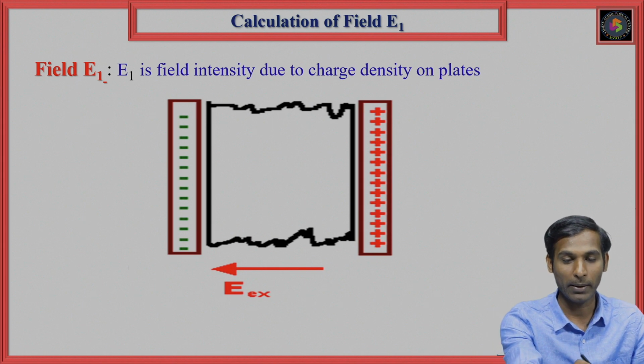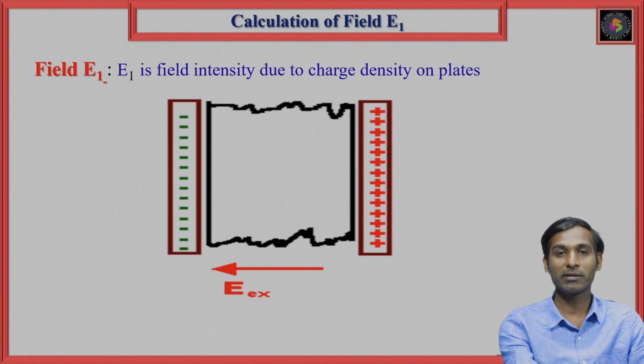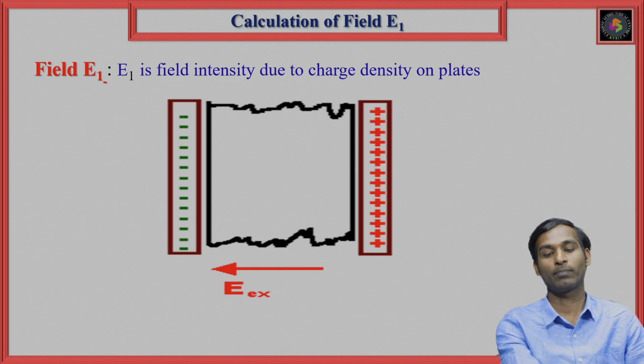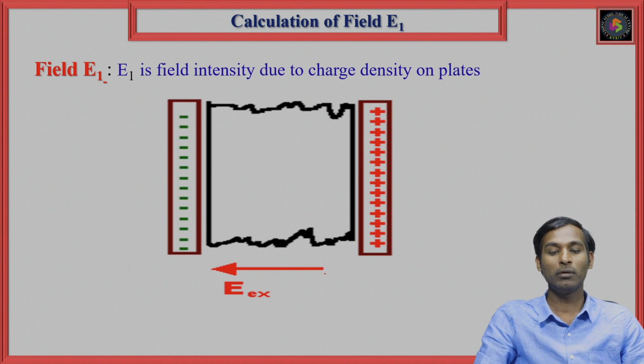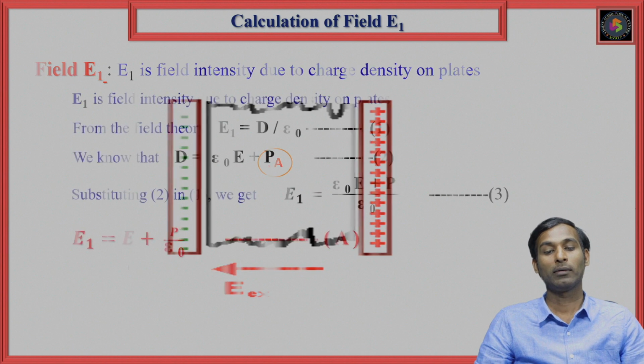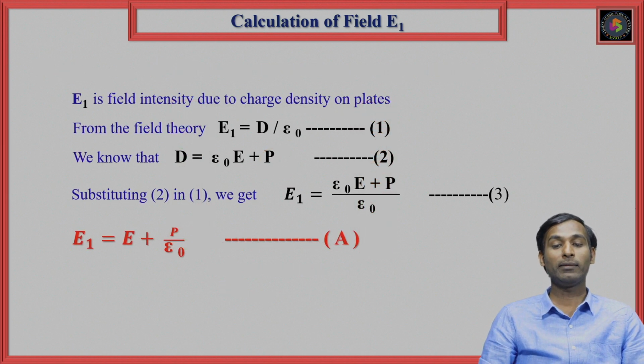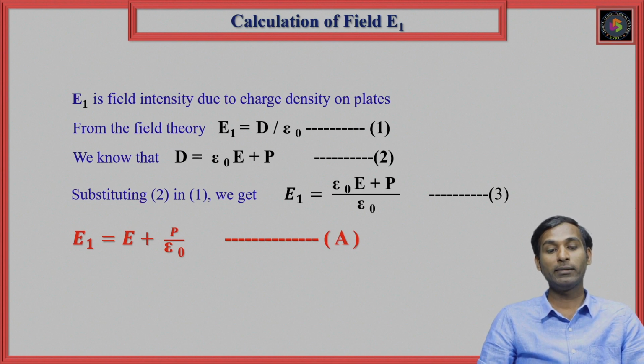Now this is said to be a parallel plate capacitor. We are keeping the dielectric material. If you apply the external field in this direction, now you can see positive to negative side direction. How to calculate the field E1? See, this is the spherical region, cavity A. From the mathematical point of view, E1 is field intensity due to charge density on the plate.